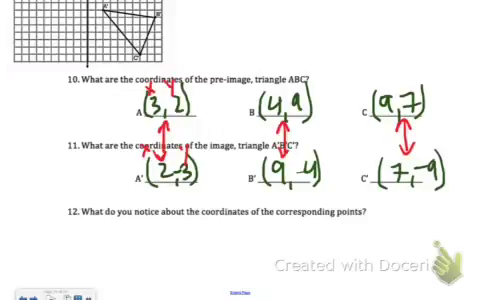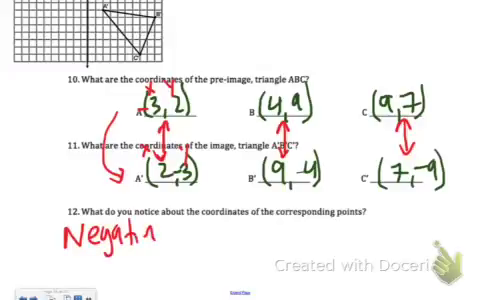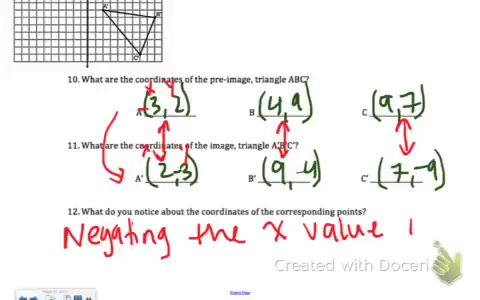So if you notice, to get from A to A prime, we've taken the opposite of our X value, since it's a -3 now, and we've switched the position of X and Y. So for number 12, we notice that we are negating the X value, so you're taking the opposite of whatever that sign is, and you're switching X and Y. So we switch X and Y.